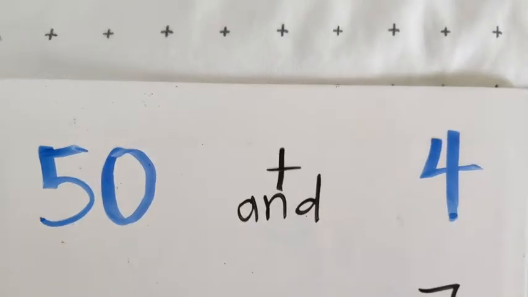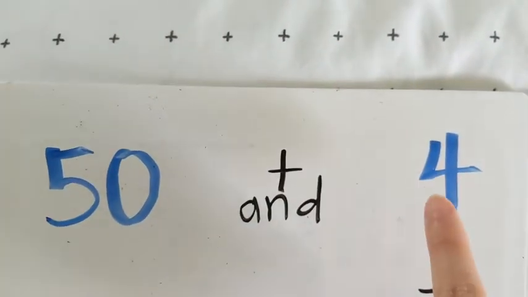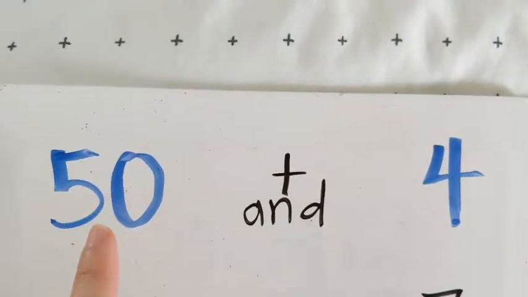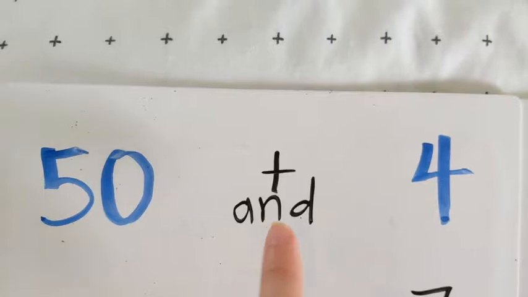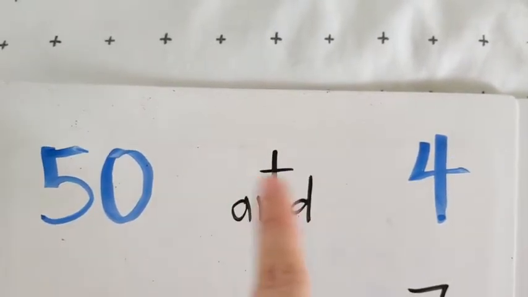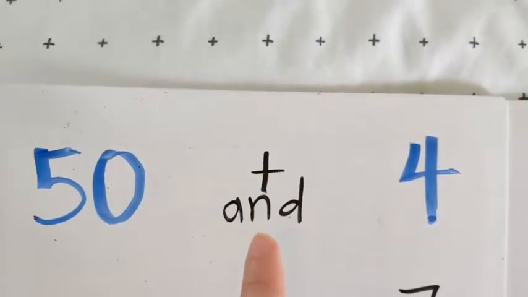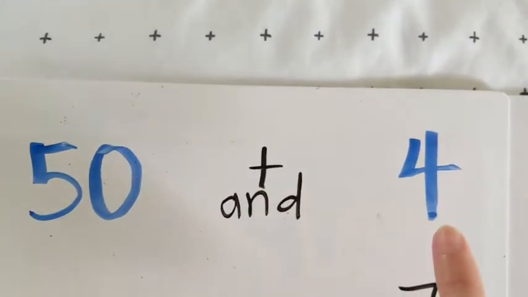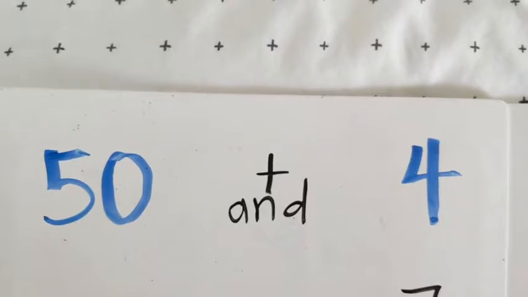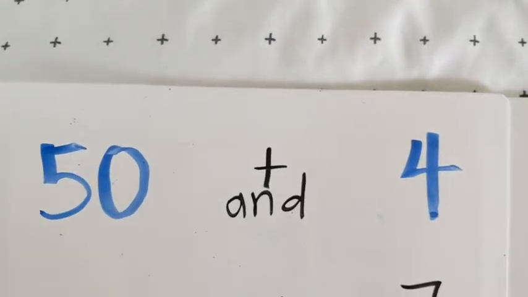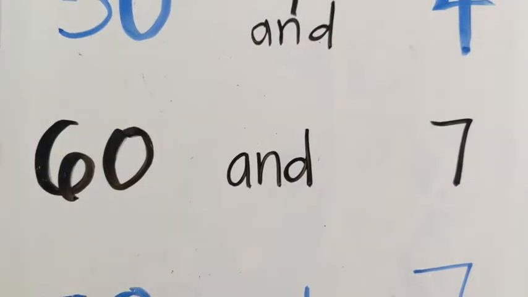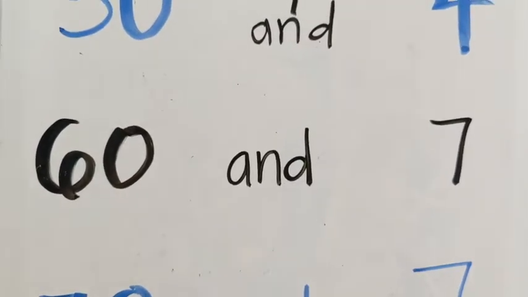So here's 5 tens. We call it 50. And, or sometimes you can think of it as a plus sign because and means you're adding something to it. So 50 and 4. What number does 50 and 4 make? 54. Let's try 60 and 7. What number does 60 plus 7 make?